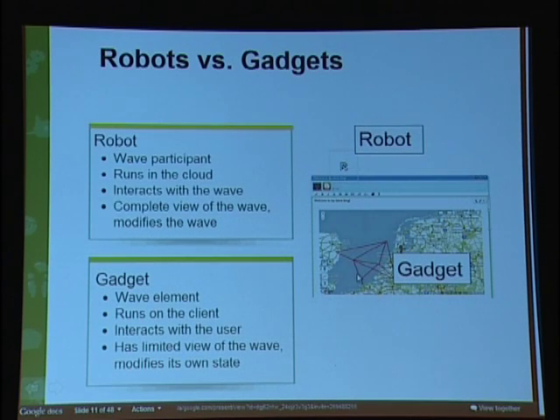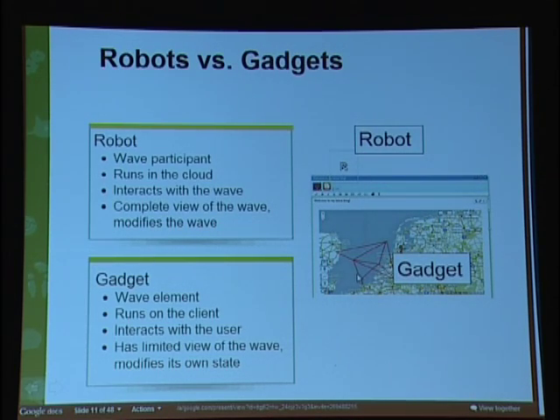So what is the difference between robots and gadgets? A robot, again, is a wave participant. It runs in the cloud, on a separate server, and it interacts with the wave using the wave server. So it pretty much works as a separate participant. It can do almost anything a human being can do using a client. And in fact, it can sometimes do more because it can see the internal structures of the wave.